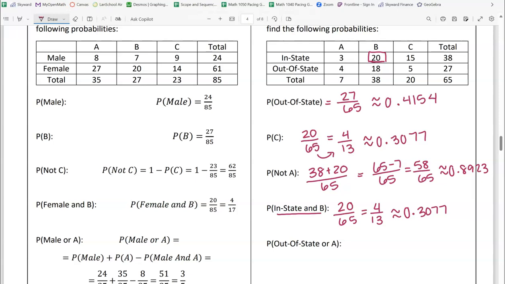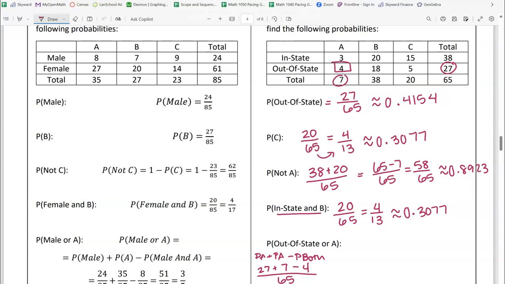When we did our OR probabilities before, we would do the probability of A plus the probability of B minus the probability of both, right? And you can do that. So we could go out of state is 27 out of 65, plus the probability of getting an A, sorry, it's getting an A, not a B, so 7. And then minus the probability of people who were out of state and got an A, that would be 4.